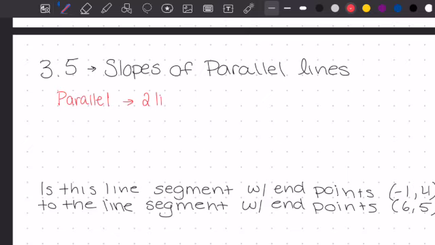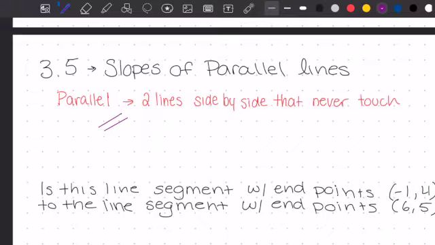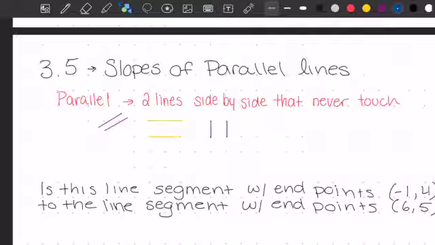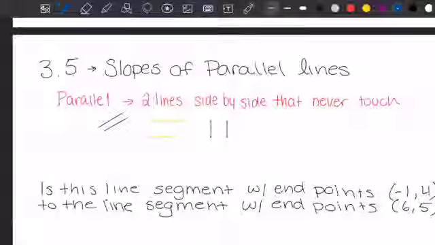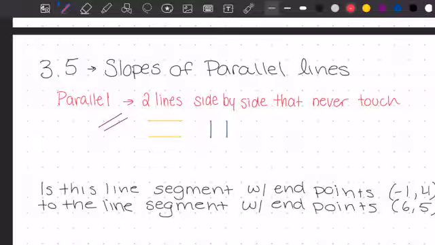Okay, this means two lines side by side that never touch. So these two purple lines are parallel to each other, sort of. These two yellow lines are parallel to each other. These two blue lines are parallel to each other. In any situation, if I kept drawing out these lines and I extended them in either direction, they would never cross, okay? The opposite of parallel is perpendicular.